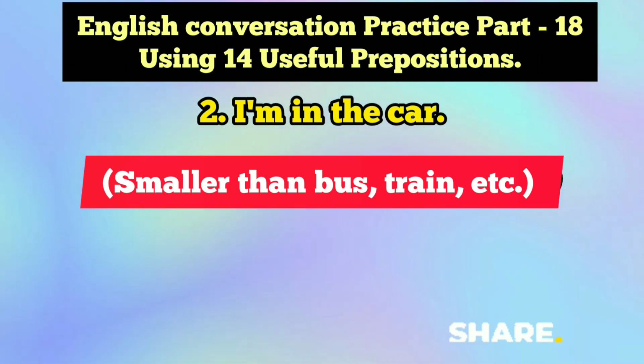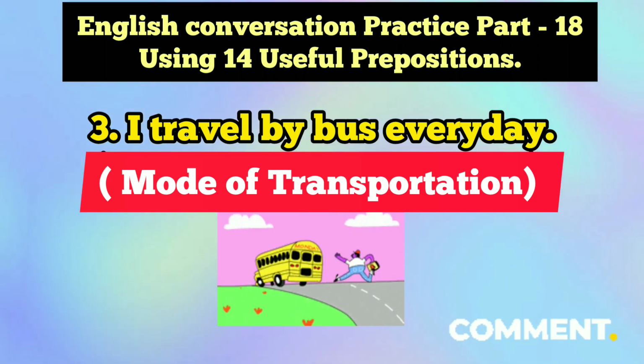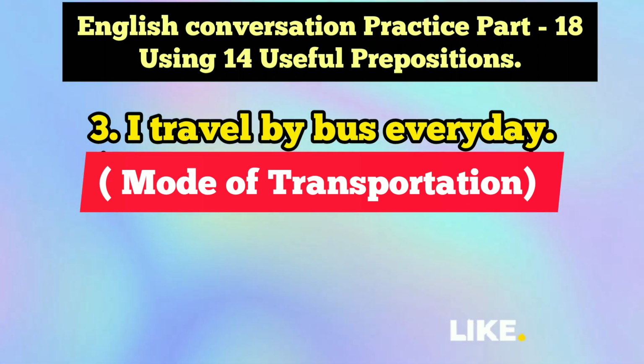So up next you see the third one. It is again very important. I travel by bus every day. So here I'm using by because I'm talking about traveling. I'm describing I travel using this particular mode of transportation, that is bus. So when you are trying to signify that you travel using one particular vehicle, that time you have to use by. I travel by bus every day. I use that as a mode of transportation. I travel. So in that situation I have to use by. So I'm quite sure it's crystal clear.